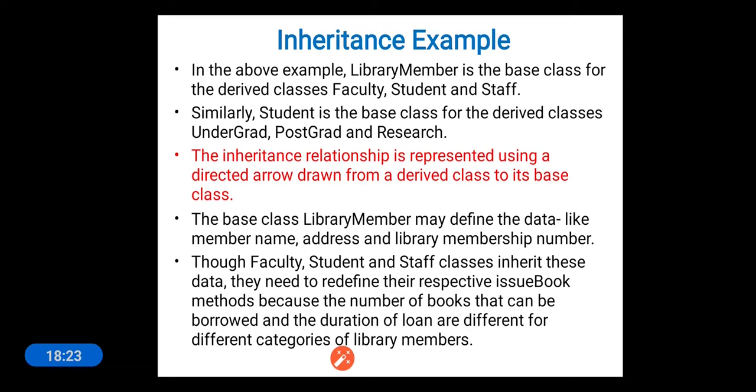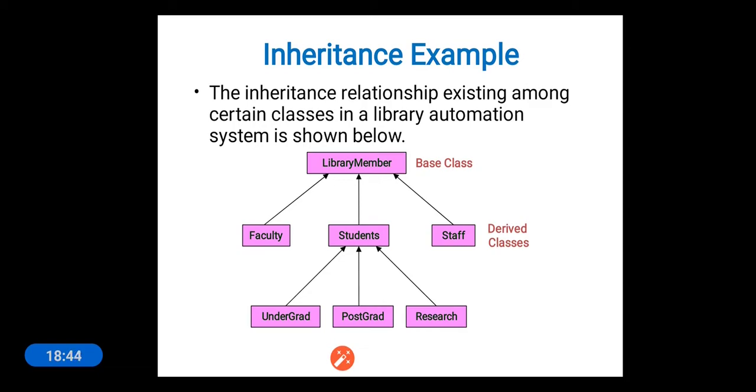So in this example, the library member is the base class for the derived classes for faculty, student and staff. And here the inheritance relationship is represented using a directed arrow drawn from a derived class to its base class. So if you observe, from the derived class we are drawing a line, and that line has a directed arrow which is pointing towards the base class. So this is the symbol which is used for representing the inheritance relationship.